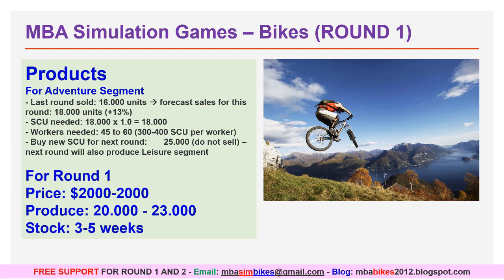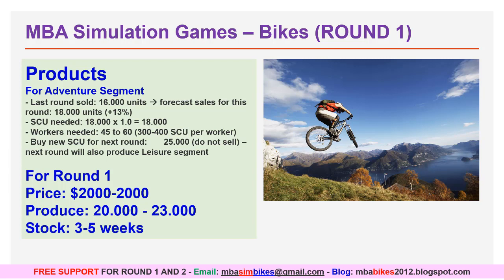The first round we get only adventure segment. So last round we sold 16,000 units. You can find this from the report, and then we can use the sales focus plus 30% of the segment growth. We can estimate the sale for this next round 18,000 units, and SCU needed 18,000 production units, right?